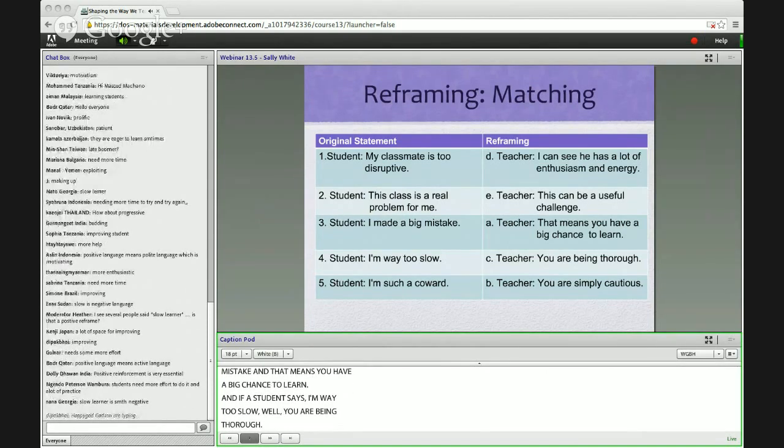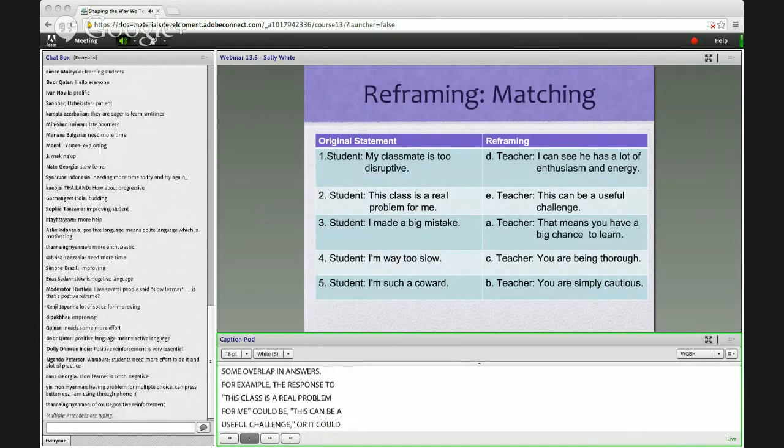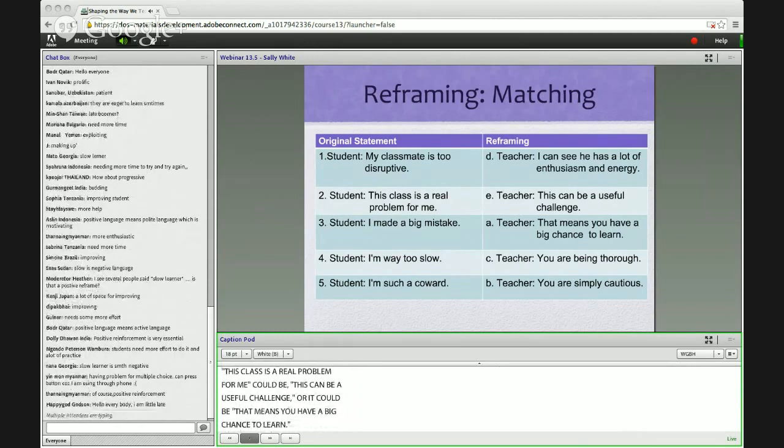So remember, though, there could be some overlap in answers. For example, the response to this class is a real problem for me could be this can be a useful challenge, or it could be that means you have a big chance to learn. These are both appropriate responses depending on your focus. They're both more positive than the original statements.